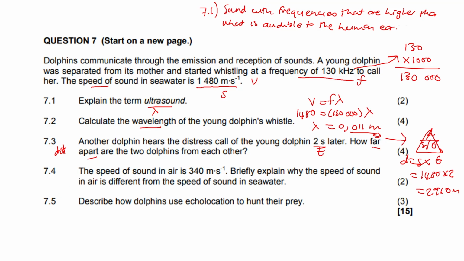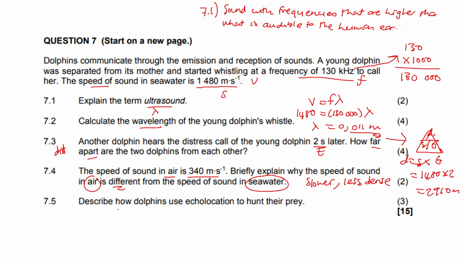7.4. The speed of sound in air is 340 meters per second. Briefly explain why the speed of sound in air is different from that in seawater. Okay, so why do they differ? One is 340 and one is 1480. So we could say that the speed of sound is slower because it is less dense, and you'll get 2 marks.